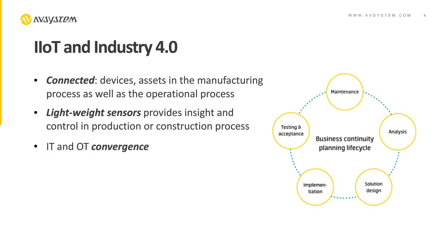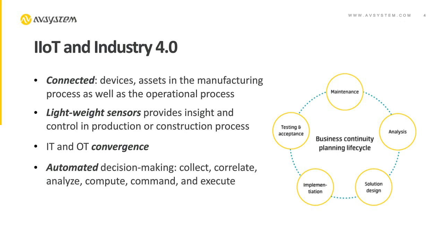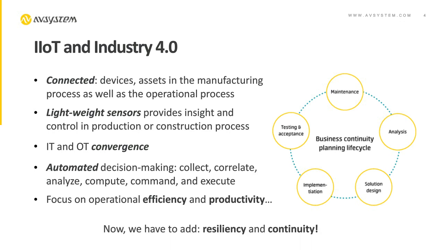It's about convergence of information systems with your operational technology. It's about automation. It's really automating decision-making from data collection to analysis to compute and executing commands. So IoT is all focused on operational efficiency and increased productivity. Now, in the middle of this pandemic, we have to add, it really focused on business resiliency and continuity.